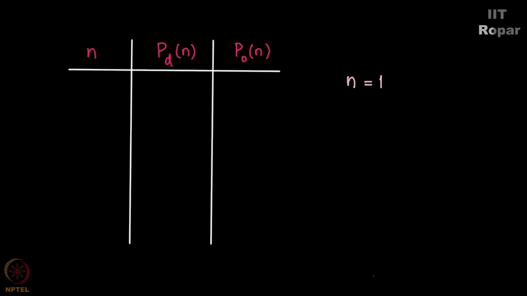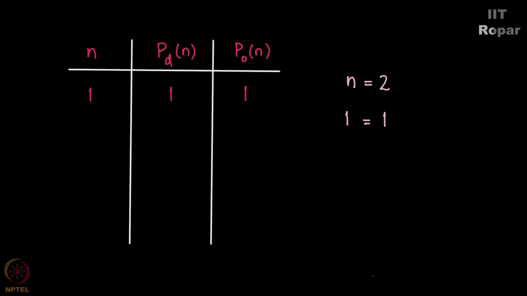Let me consider n as 1. What are the partitions? 1 equals 1. This is the only partition. I'm going to keep filling up the table as and when I compute the partitions. What is the distinct partition of n? How many are there? Just 1. Odd is also 1. I can consider this as one partition.